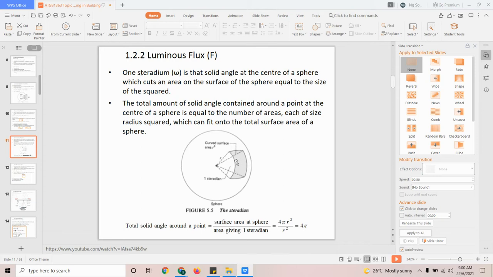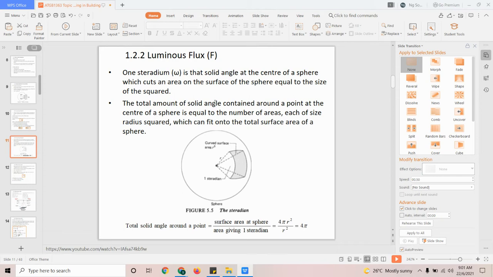So one steradian is the shape of this cone, which is represented by this formula. So this is how one steradian comes about, which is omega, and it will always be represented by 4 pi.